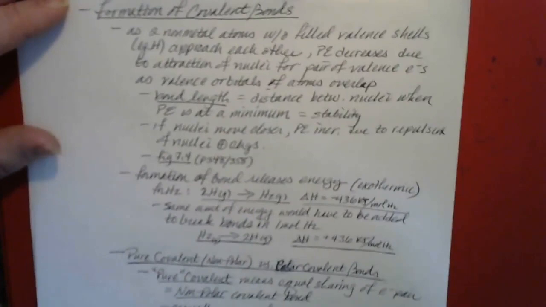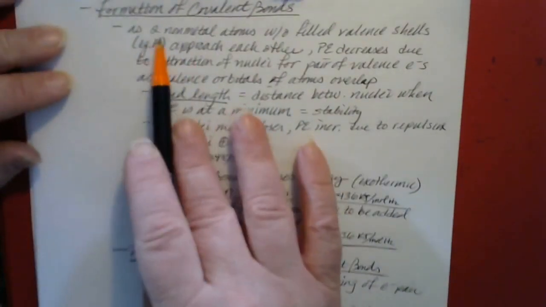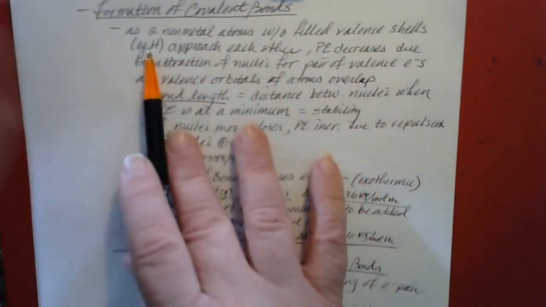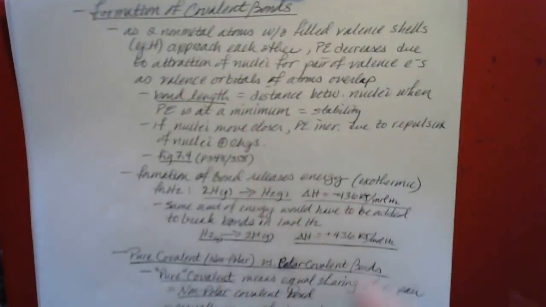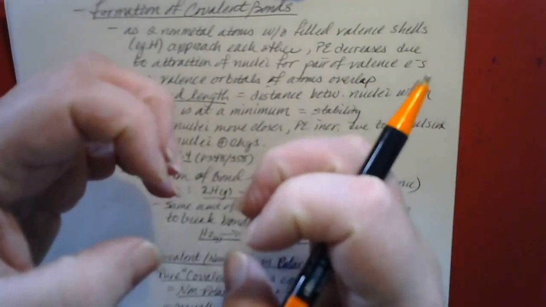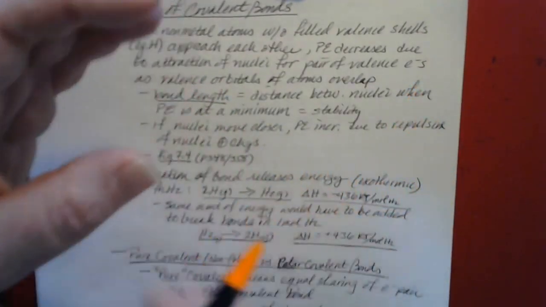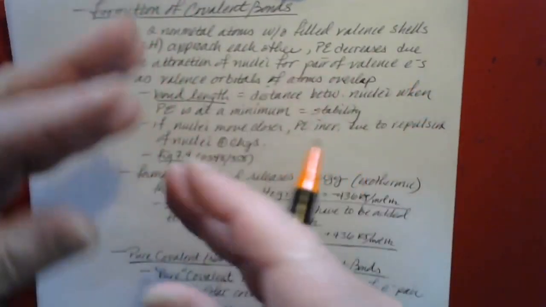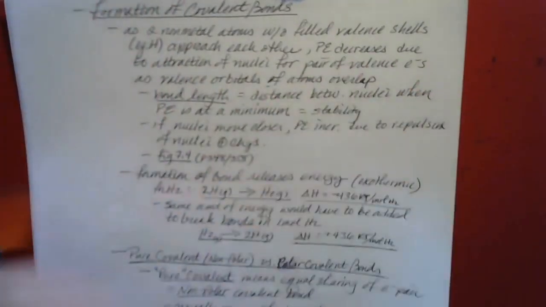For the formation of covalent bonds, as two nonmetal atoms without filled valence shells, for instance the hydrogen on the previous page, approach each other, the potential energy decreases due to the attraction of the nuclei for the pair of valence electrons between them. And when they reach a certain distance apart from each other, the potential energy reaches a minimum. But if you try to get them any closer, then the positive charges on the nuclei of the two atoms start repelling each other, and so the potential energy goes back up again.